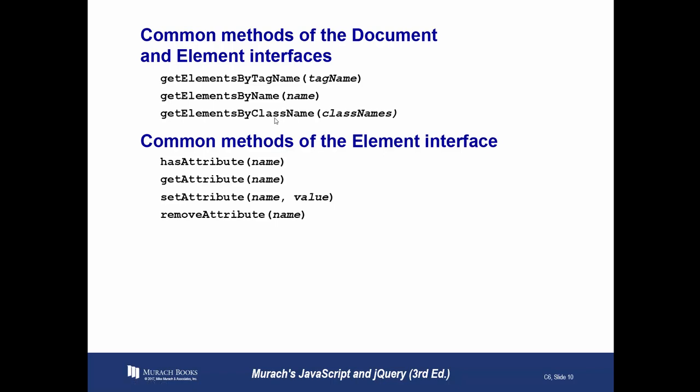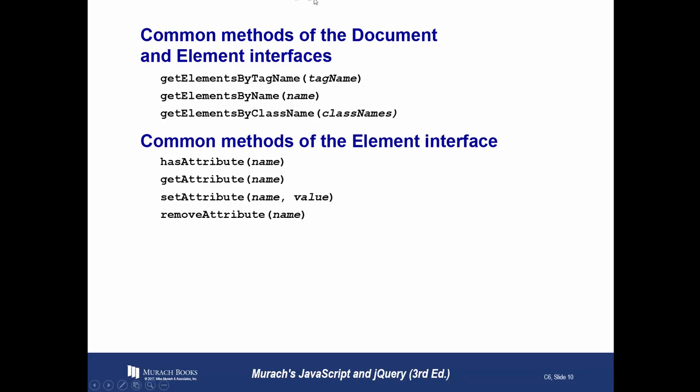Some common methods of the element interface: hasAttribute returns true if the element has the attribute property specified in its name and false otherwise. getAttribute returns the value of the attribute specified in the name or an empty string if it has not yet been set. setAttribute sets the attribute specified to the specified value. If that particular attribute does not currently exist, it will also create it. And removeAttribute removes the specified attribute.